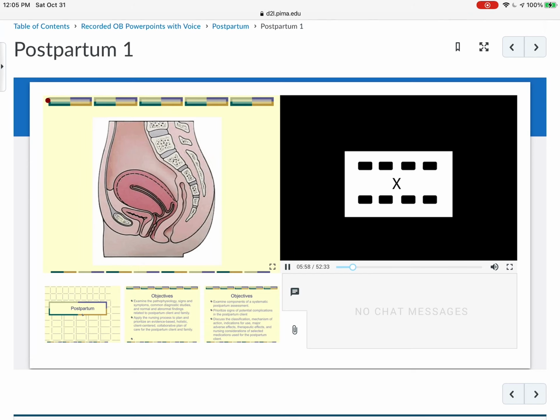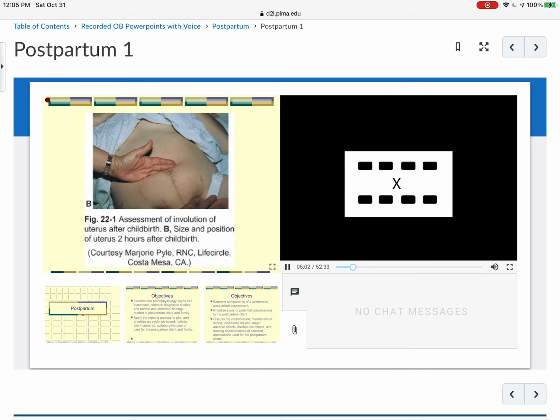So here is the top of the uterus now. It's right about the umbilicus. It's constantly shrinking. And here you can see the left hand of the provider showing you the size of the uterus right after delivery and the position. So it's right around the umbilicus, and that's the size that you will see right after delivery.